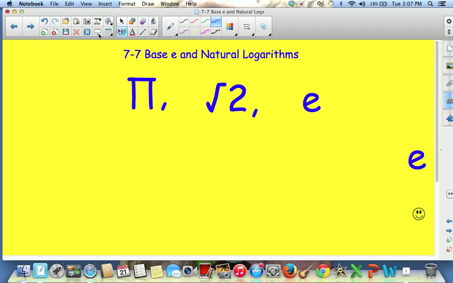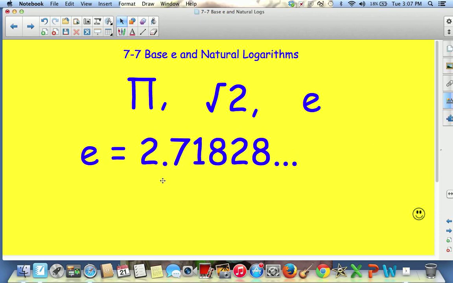So we have another number to add to our little family here. These are all irrational numbers: pi, square root of 2, and now we have the new guy. We have e. What is e? e is 2.71828, and so on. It goes on and on, so it's an irrational number.